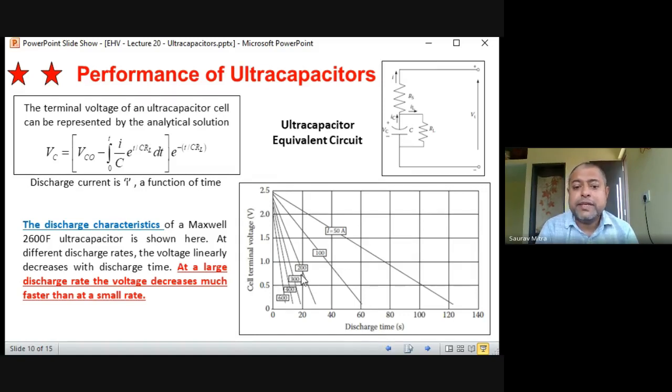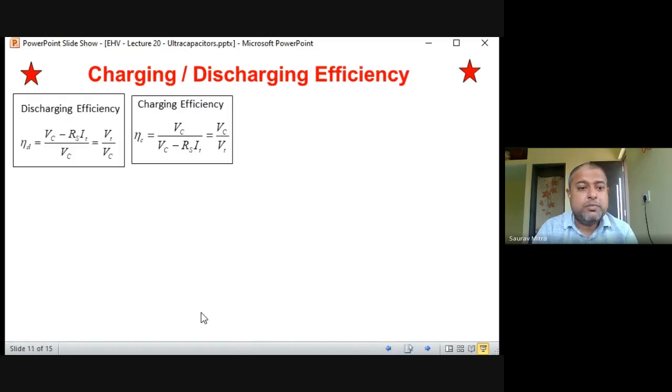If you are asking for 200 ampere from it, it will supply, that is the biggest thing, it will supply 200 ampere for some high power application, but within 30 seconds it will discharge, and again you have to recharge it. For recharging you can use a high specific energy device, which is called a battery. So very important slide, a very important graph. At a large discharge rate, the voltage decreases much faster than at a small rate.